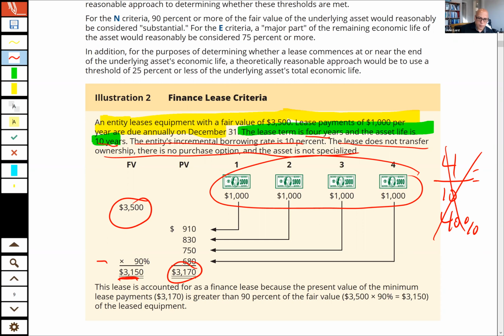We'd use the annuity factor, and when we do, we can see that what? The present value is more than substantially all of the fair value, and they're using 90% as a rule of thumb, and so this would qualify in this example as a capital lease. Not a capital lease, a finance lease. They used to call it a capital lease. Okay.